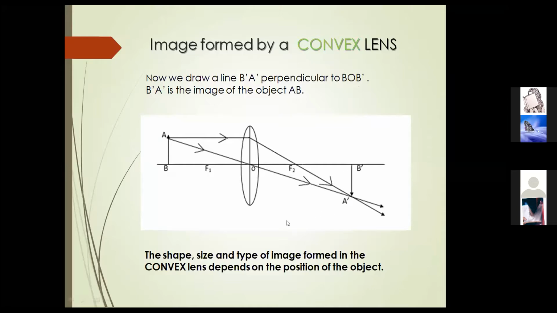So the shape, size, and type of the image formed in a convex lens actually depends on the position of an object. If we keep this object in between focus and optical center, there will be a different image formed. If we put it in between F2, double of principal focus, and focus, we'll get another image. Its size and shape will depend on where we keep our object.